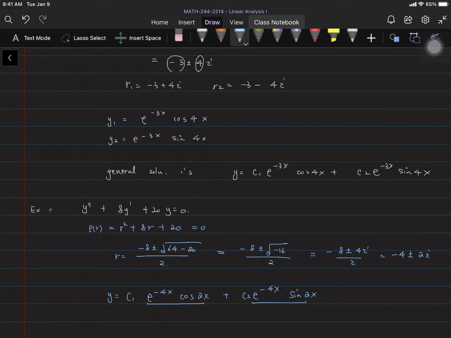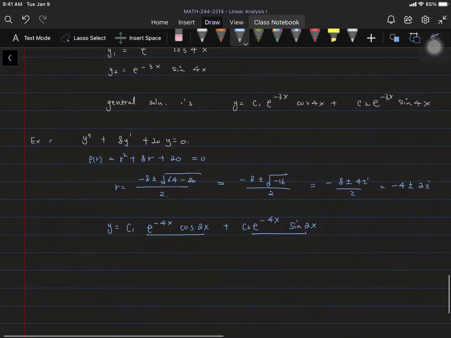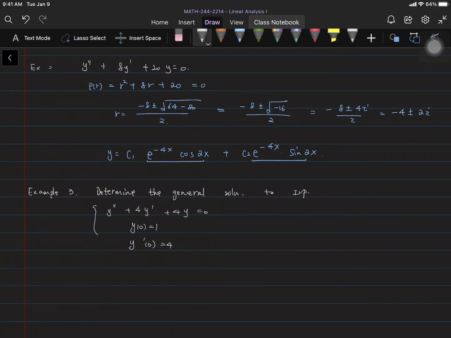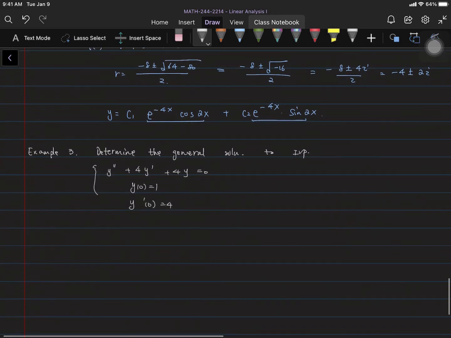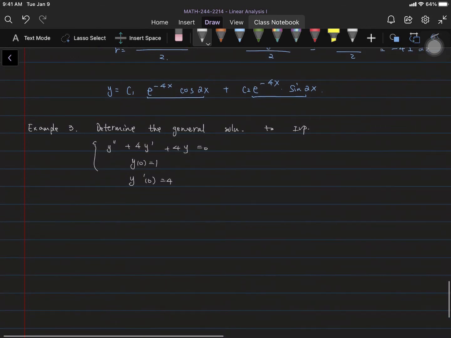Next, let's take a look at the initial value problem. That means we have initial conditions. We are going to use the initial conditions to find c1 and c2. Now let's take a look at this problem. Determine the general solution to this initial value problem. Because it's a second order differential equation, we have two initial conditions. Now, first step, we want to find the general solution first.